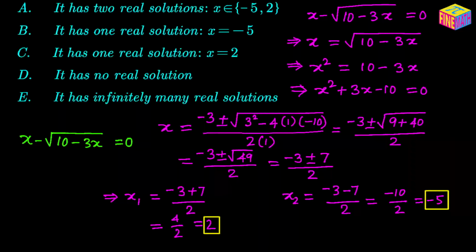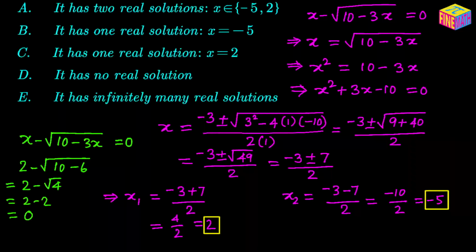So now let's use the value of 2. If we use the value of 2, the left hand side would be 2 minus square root of 10 minus 3 times 2, that is 6, 10 minus 6. So that is actually 2 minus square root of 4. So that is actually 2 minus 2, which is equal to 0. So that satisfies the equation, right? So 2 is satisfying the equation. How about a negative 5?